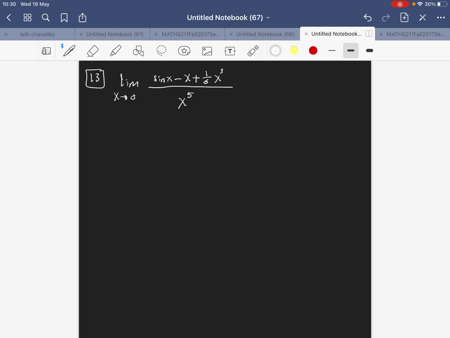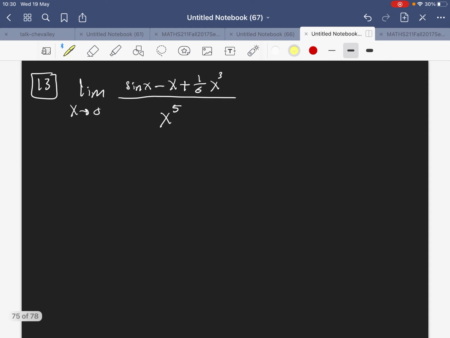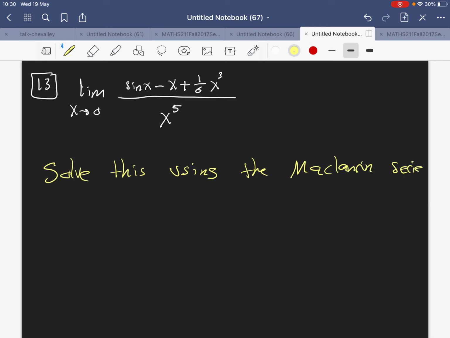Another easy limit here. I think I'm leaving this one for you. It's all the same steps. Everything is the same. So please solve it using the Maclaurin series. Okay. Solve this using the Maclaurin series. And write for me the answer in the comments.